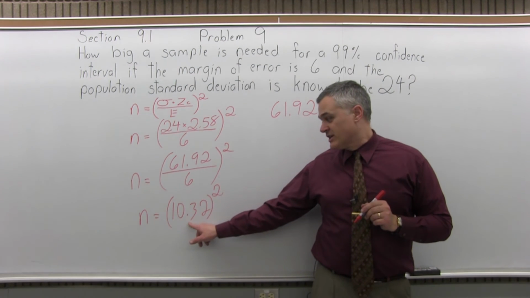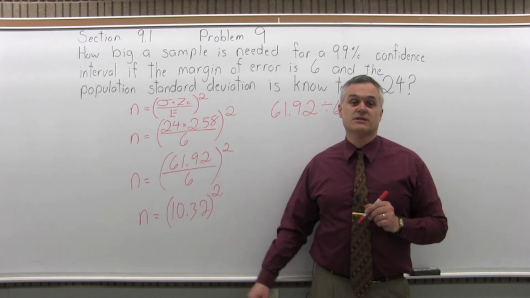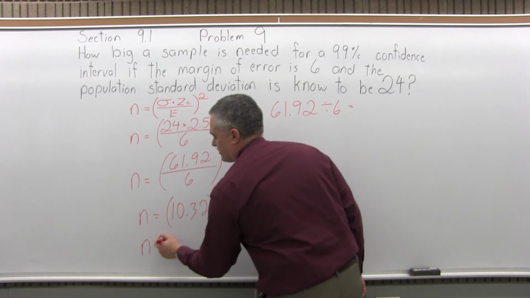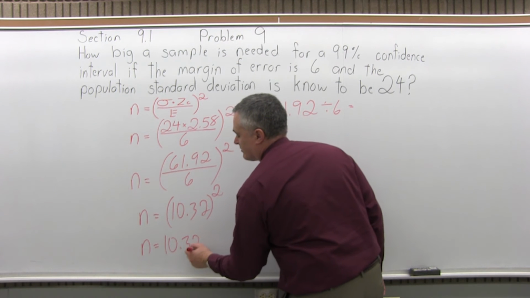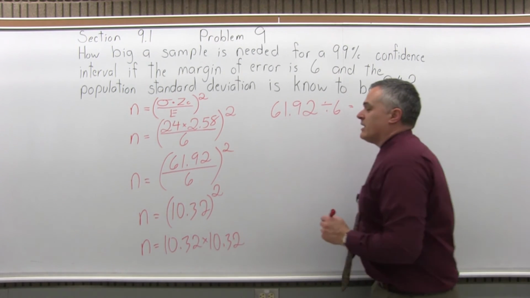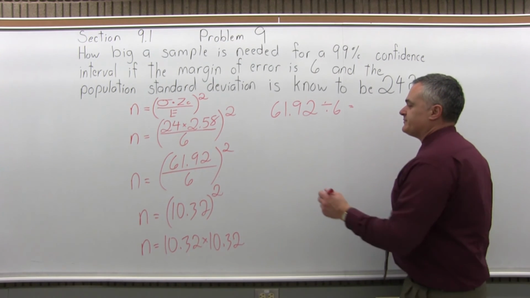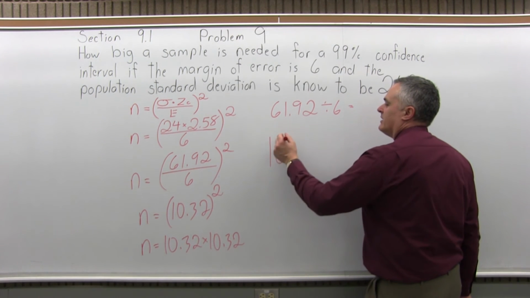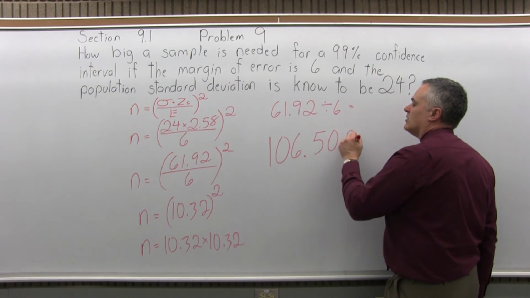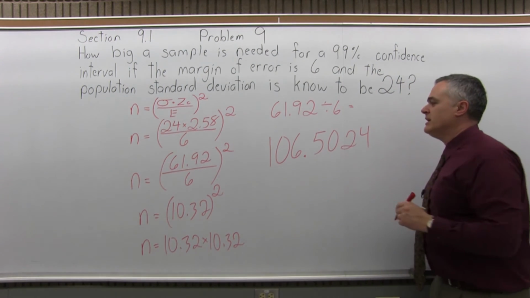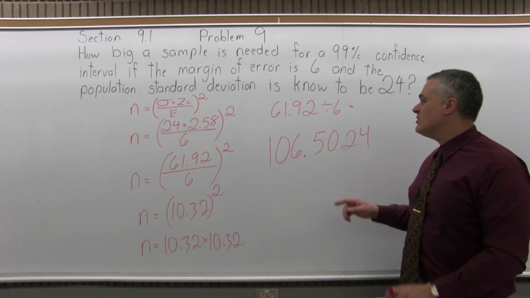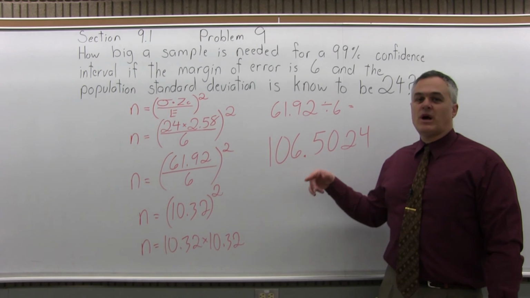But don't forget, that's not the answer. It's still in parentheses. It's still raised to the second power. So for the final answer, what we have to do is 10.32 to the second power. In other words, 10.32 times 10.32. And when you multiply that out, the answer you get is 106.5024.